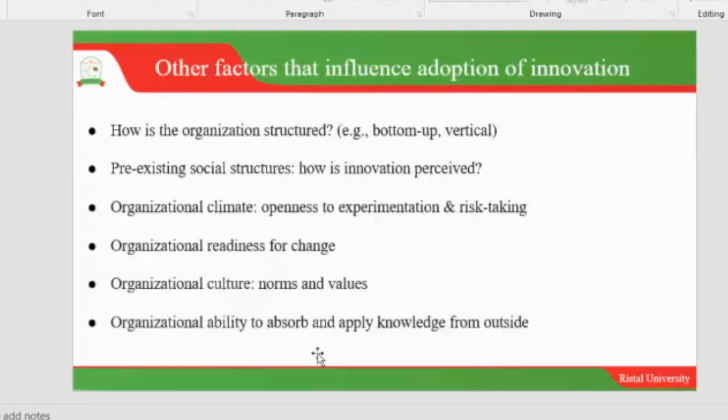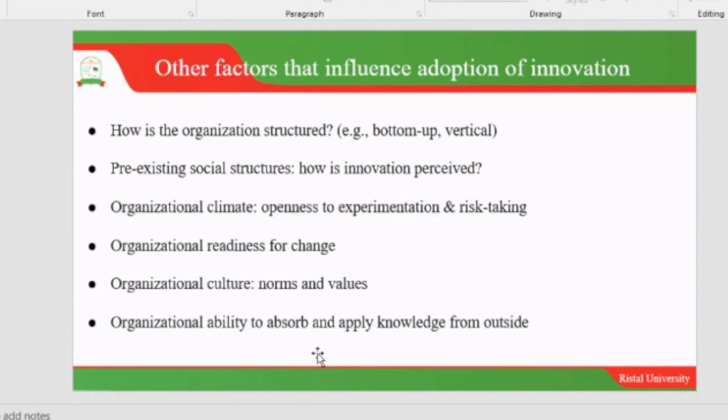Then other factors that influence adoption of an innovation include how the organization is structured. Does it have a bottom-up structure whereby it allows the employees to contribute without any fear, or is it vertical in nature, where it is the top people who always have the final say? Then we have pre-existing social structures, like I talked about, the norms, the beliefs, and the practices. We have organizational climate, openness to experimentation or risk taking. We have organizational readiness for change.